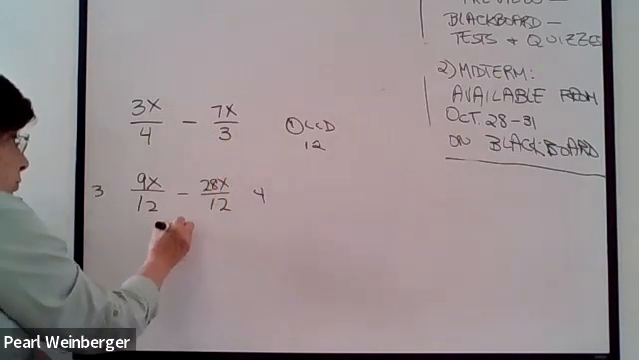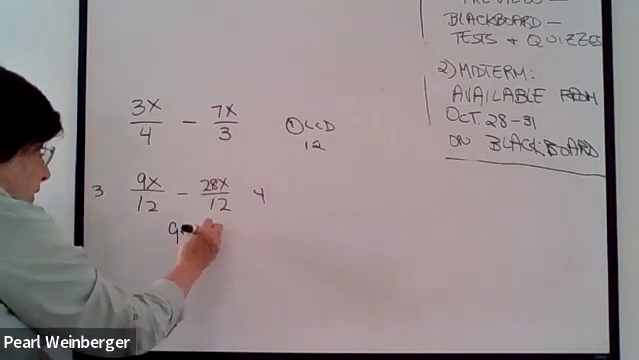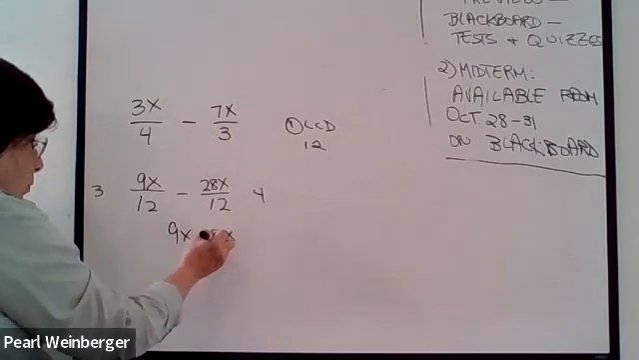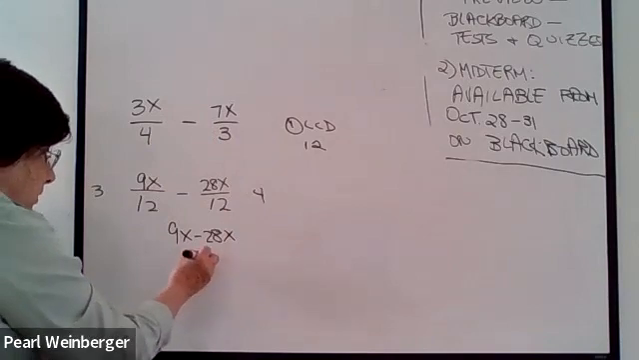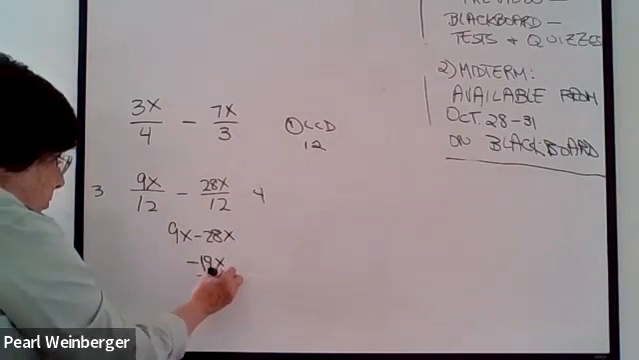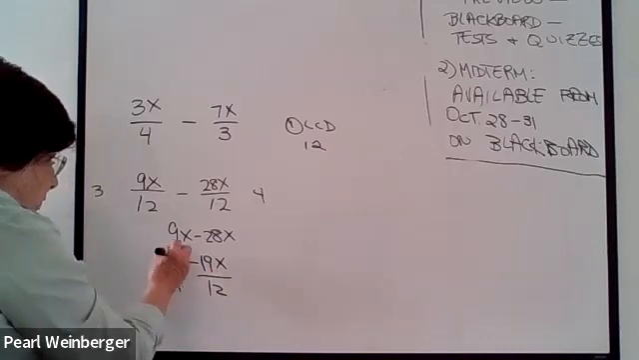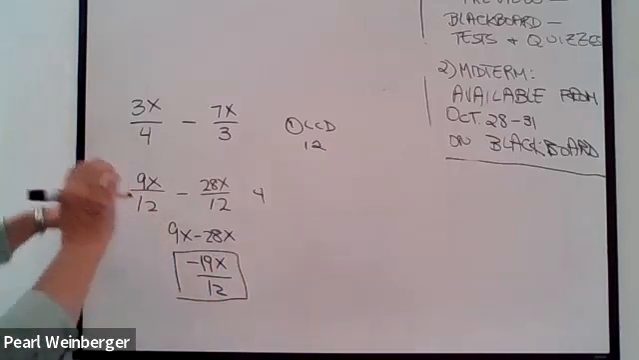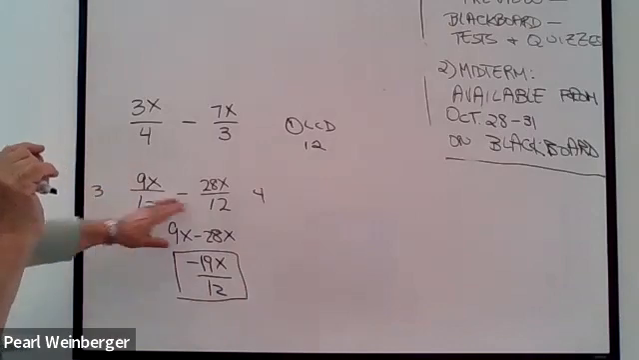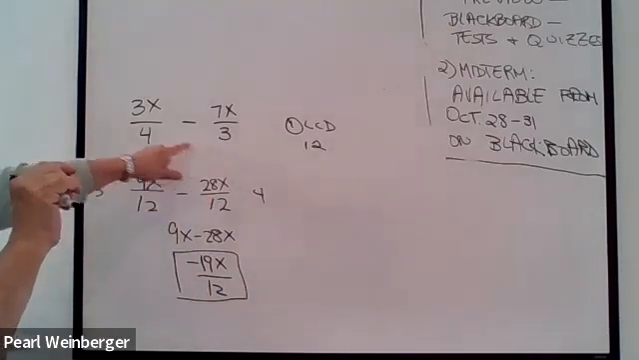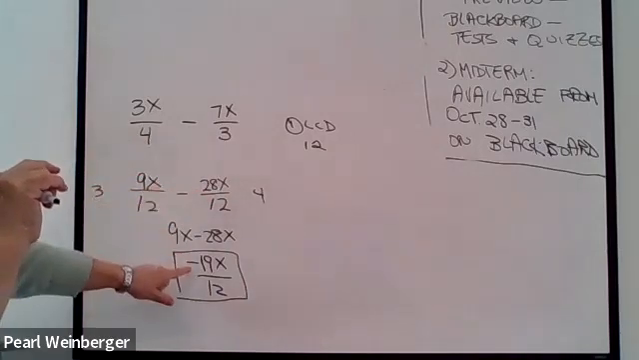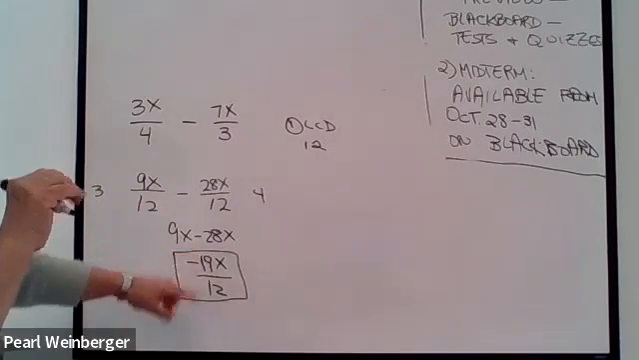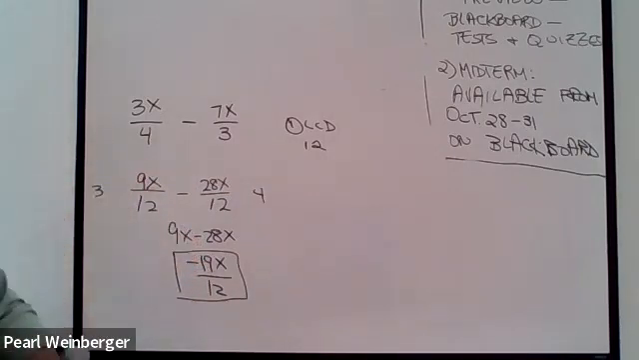And now what I have to do is 9x minus 28x, which is negative 19x. And we put it over the common denominator. Don't forget to put it over that common denominator. Again, once you have a common denominator, you're really just working with the numerators. 9 minus 28 is negative 19, so that's negative 19x over 12. This can't be reduced, that's my answer.